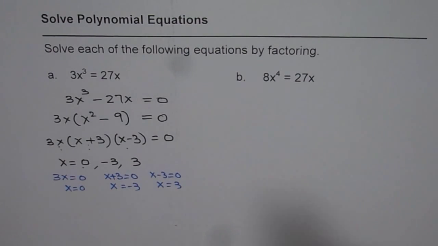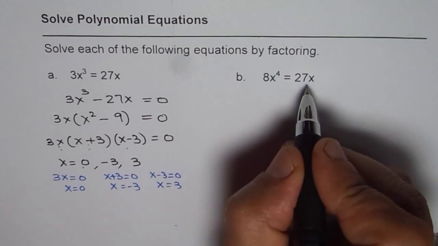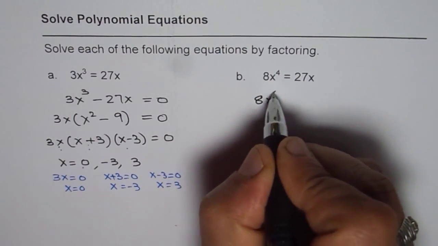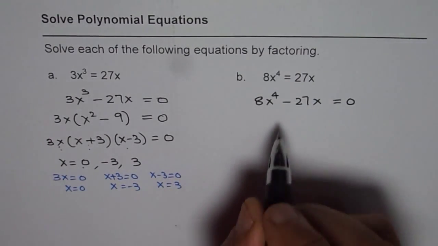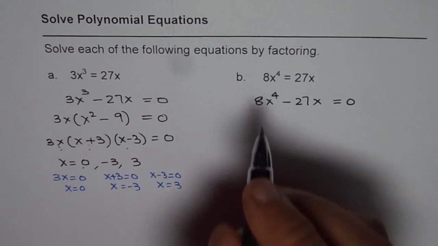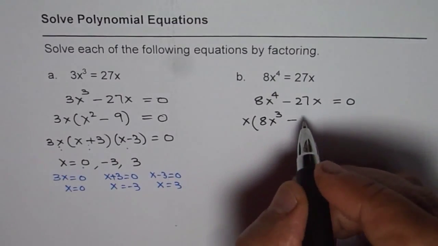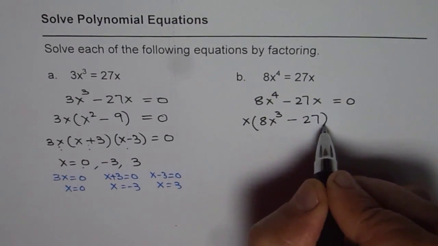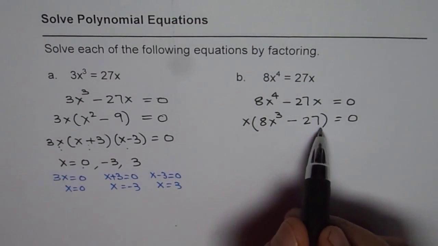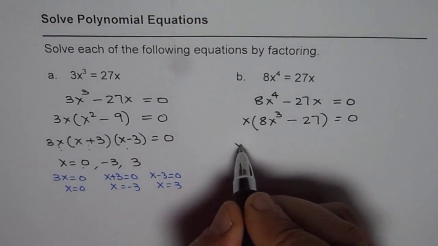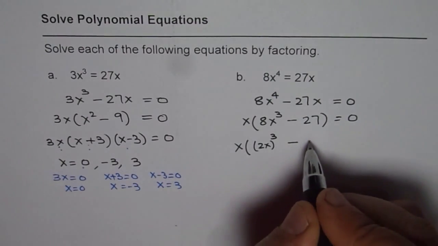Let's do the next one, which is 8x to the power of 4 equals 27x. Let's bring them to one side. So we get 8x to the power of 4 minus 27x equals 0. Now what is common between them? x is common, so let's factor out x. So we get x times (8x cubed minus 27) equals 0. Now 8 is 2 cubed and 27 is 3 cubed. So we can write this as x times ((2x) cubed minus 3 cubed).